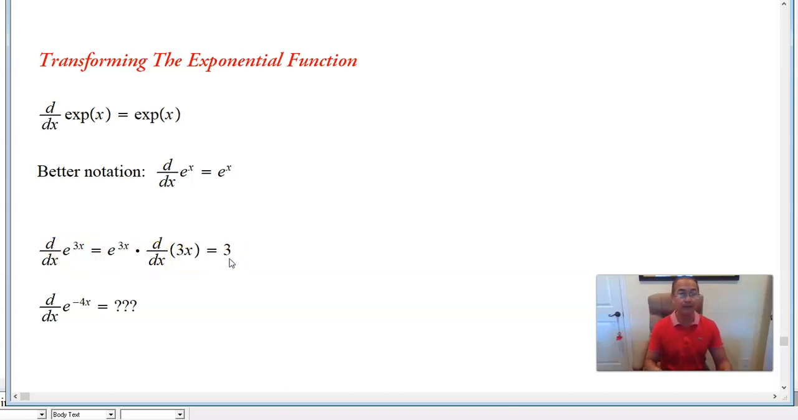And 3 looks better in front instead of on the right. Okay, so there we go. The derivative of e to the 3x is 3 e to the 3x. Okay, what about e to the minus 4x?